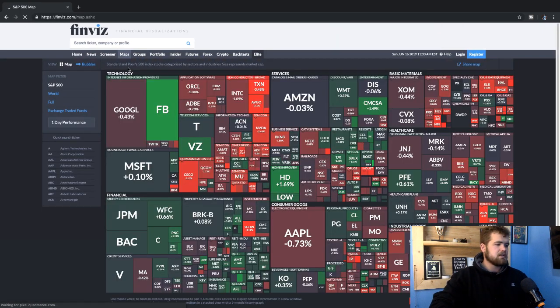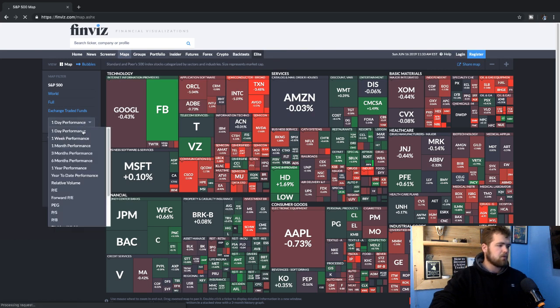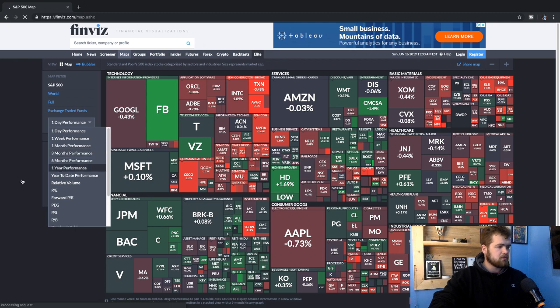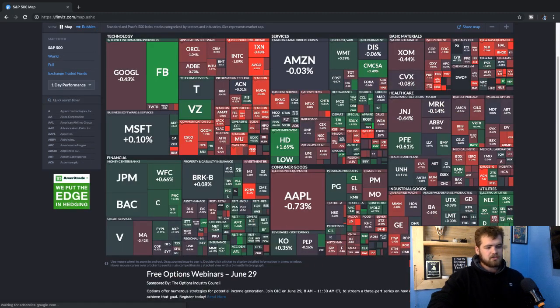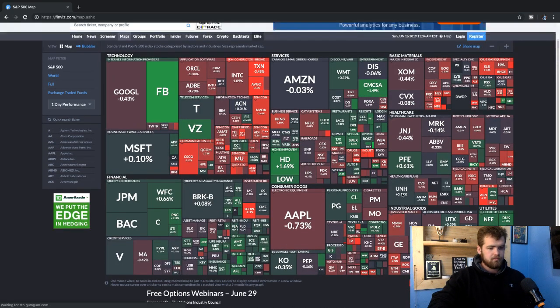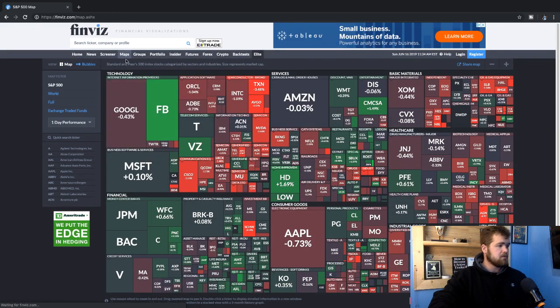So the next little menu tab here is maps. Honestly, I don't really use all of this a whole lot, because you can see the day's performance, all this other information, the week's performance, year's performance. Honestly, it is kind of interesting to see what sectors are moving during the daily and everything like that. So, you can kind of just get an overall gauge of the market here. But, all right, so let's move on to groups.